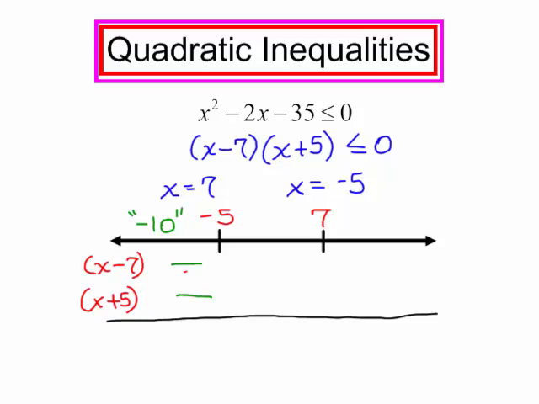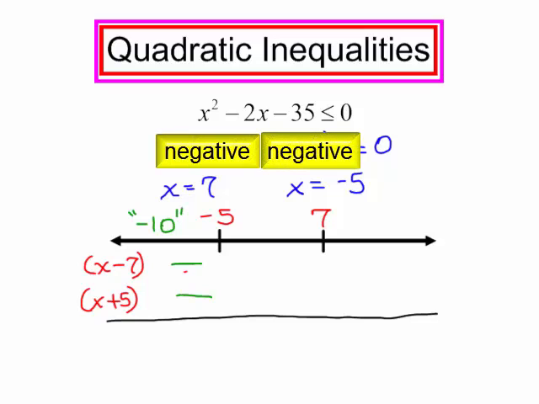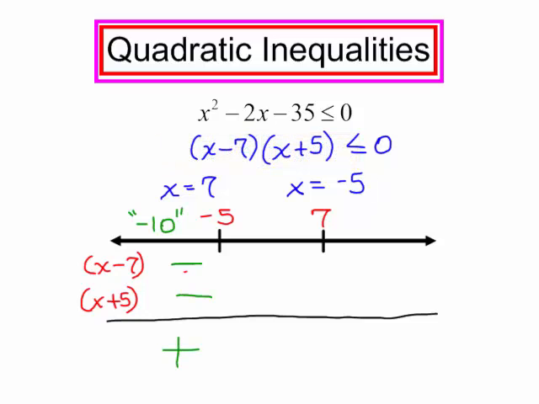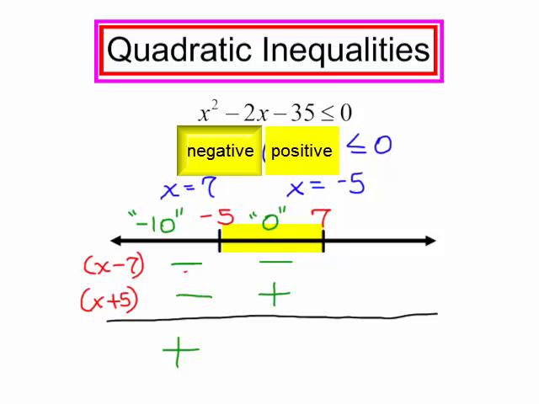So in my first section, interval, negative infinity up to negative 5, my first binomial would be a negative times a negative. That section, my answers are all going to be positive because a negative times a negative is a positive. Let's pick a test value between negative 5 and positive 7. And we can use 0. 0 minus 7 is a negative number. 0 plus 5 is a positive number. I would have a negative times a positive. That will give me a negative answer.